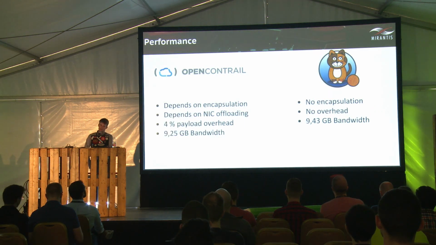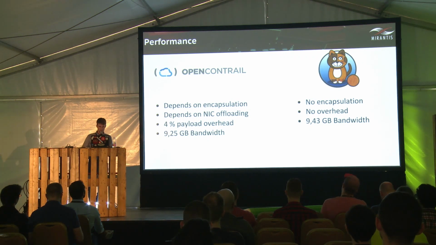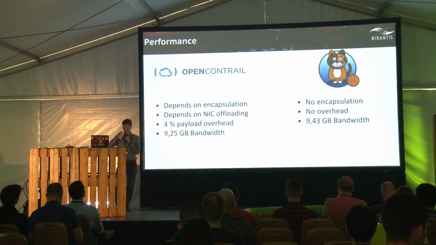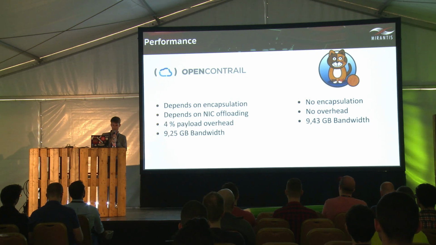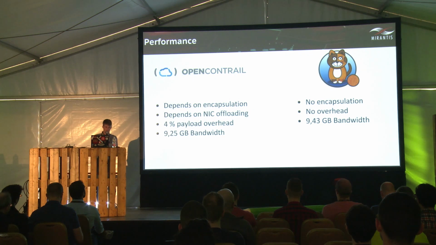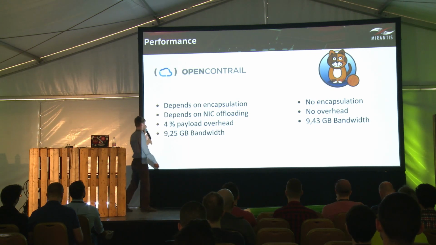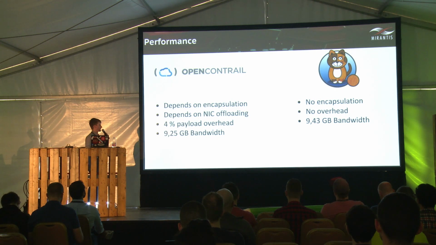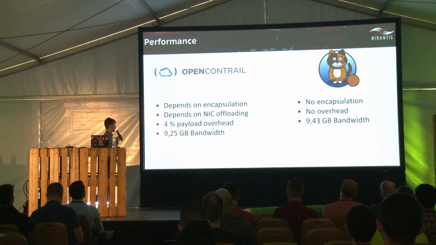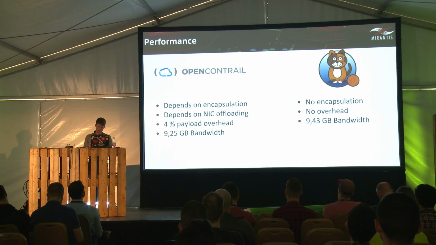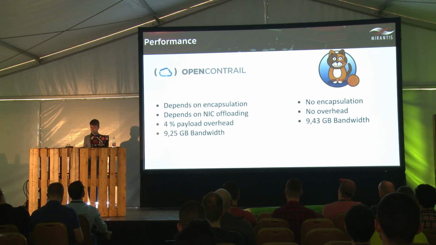So OpenContrail performance really depends on the encapsulation. We get the best results when using MPLS over UDP between the containers, and MPLS over GRE between the containers and the gateways itself. But these results really depend on offloading on your network interface. So if you have a different network interface, you will get totally different results. And OpenContrail, as I mentioned before, is using encapsulation, and there is about 4% of payload overhead. But still, these results really depend on your traffic and on your use cases. So in our particular test case, it was about 4%, but it may be totally different for you.